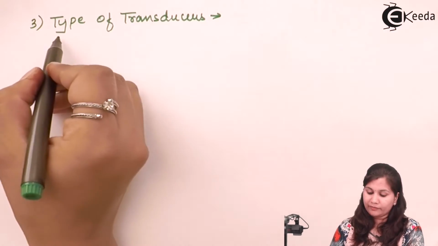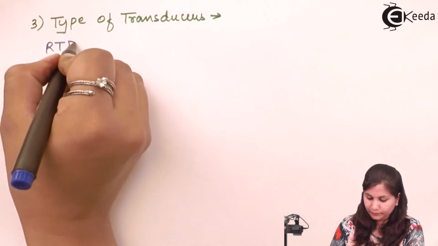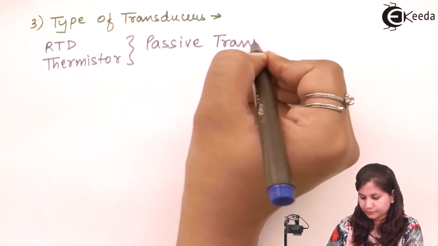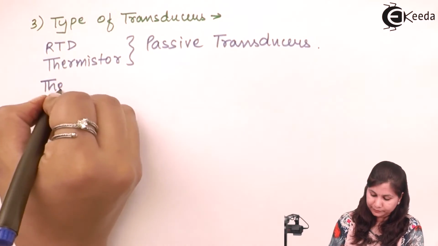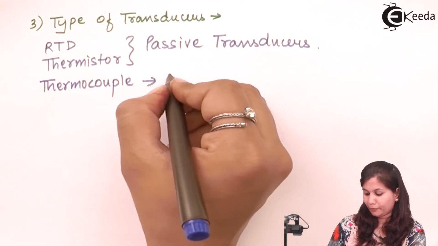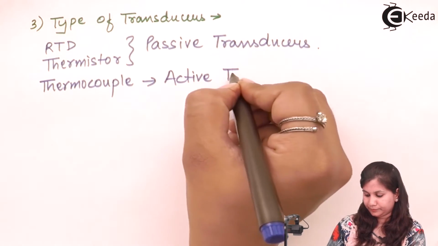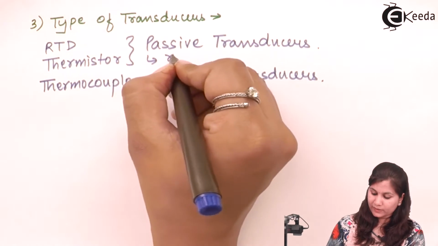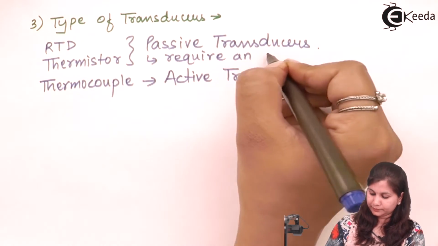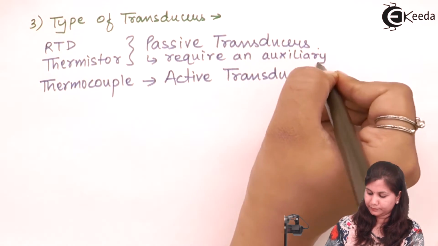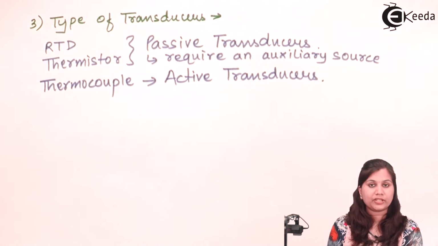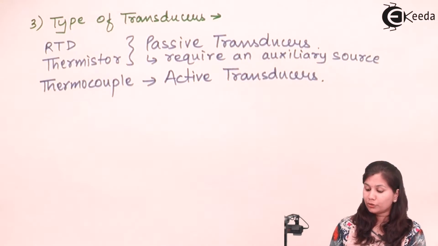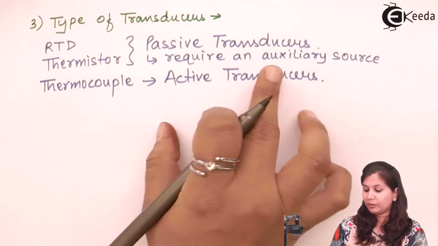Okay, so here we can say that RTD and thermistor are a type of passive transducers, whereas thermocouple is a type of active transducer. Passive transducers require an auxiliary source, so that the power which is required for the conversion of a non-electrical quantity into an electrical quantity, which is the function of a transducer, will be given by the auxiliary source.